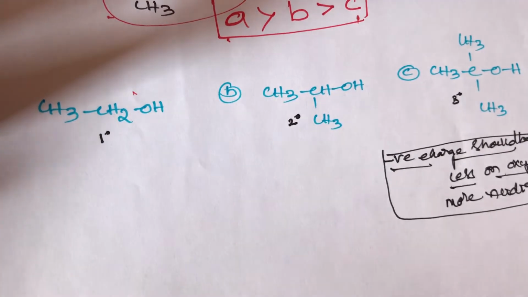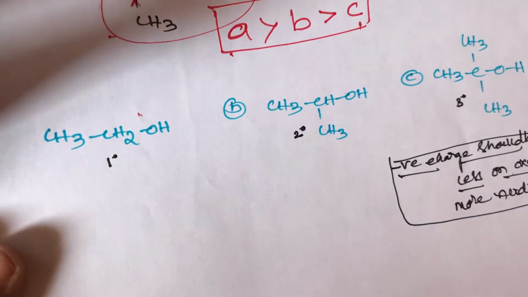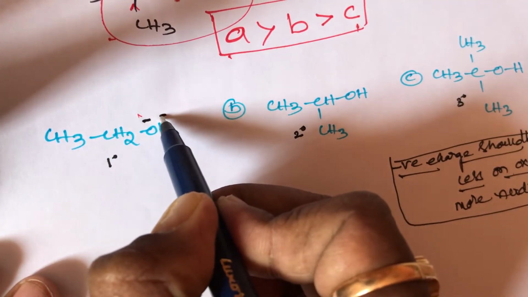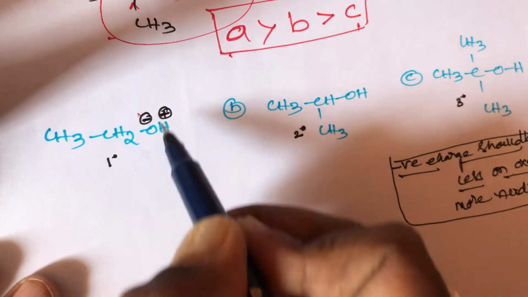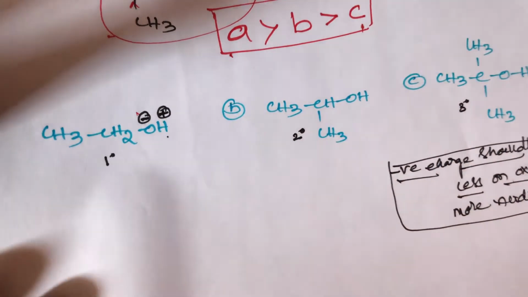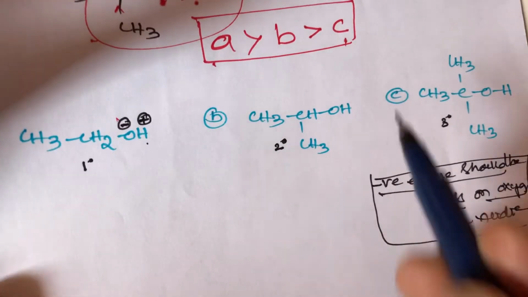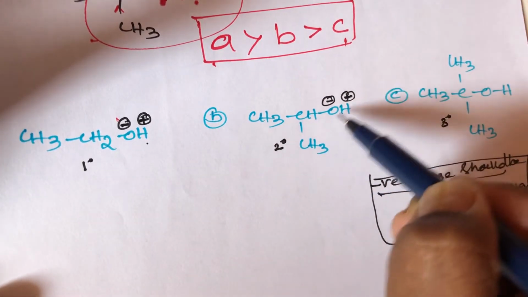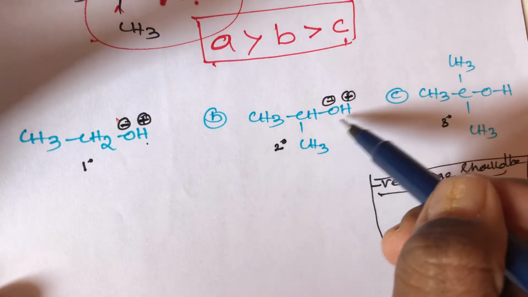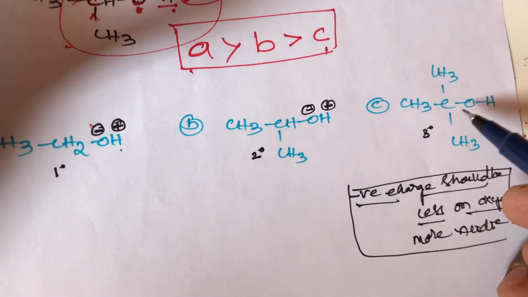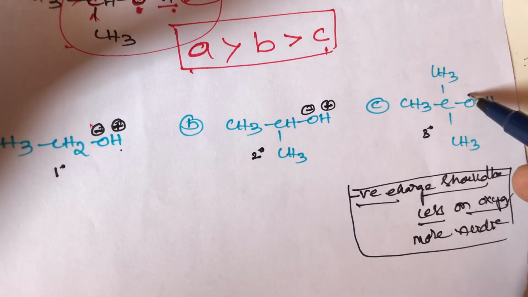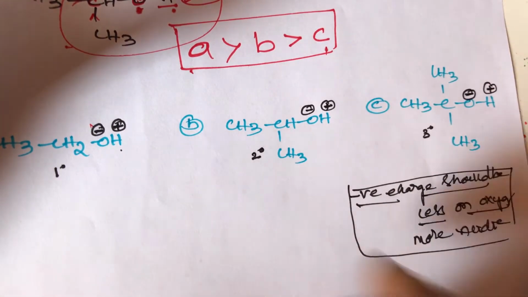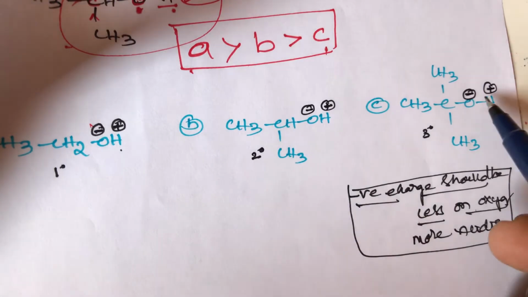Now take the example. First, take ethyl alcohol. This ethyl alcohol has oxygen with negative charge and hydrogen with positive charge. In between oxygen and hydrogen, strong attraction is there. The second compound also has oxygen with negative charge and hydrogen with positive charge. Here also strong attraction is there between oxygen and hydrogen. And the third compound, tertiary alcohol, also has OH, with oxygen negative and hydrogen positive. Here also strong attraction is there.